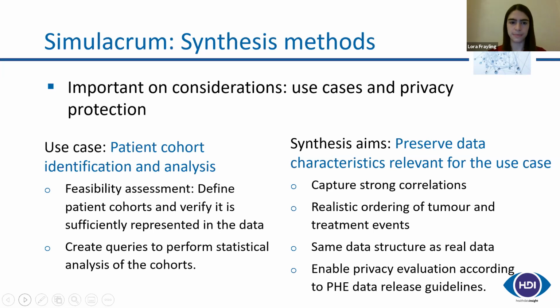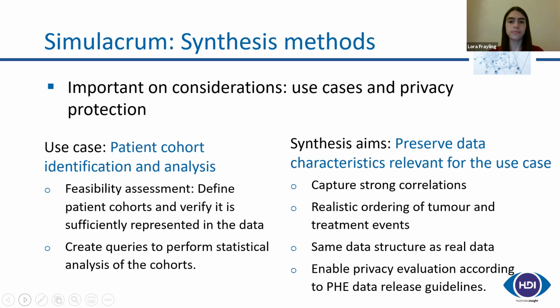So we identified the main use case to be patient cohort identification and then statistical analysis of that cohort. So that would generally start with a feasibility assessment within the data. Is this patient cohort available? Are there enough patients to do statistical analysis? And how much missing data is there? So after this is done, then we can go forward to create queries that actually perform the statistical analysis of the cohorts.